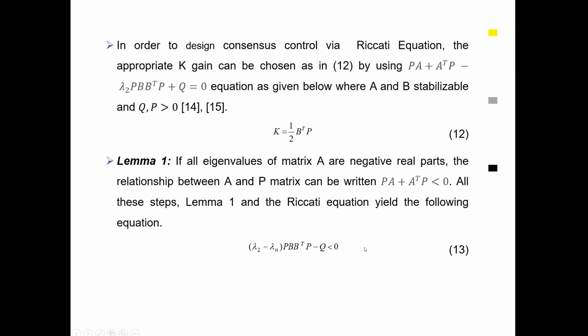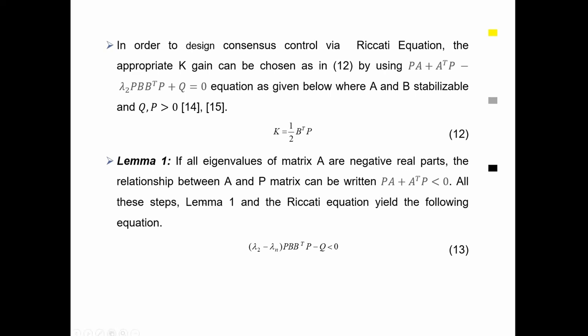So in order to design the consensus control via the Riccati equation, the appropriate K gain can be chosen as in equation 12 by using PA + A^T P - lambda 2 P B B^T P + Q = 0. And here A and B are stabilizable, and Q and P must be greater than 0. We can see that if we take K given in equation 12, our consensus-based formation control will be robust. How do we know that?